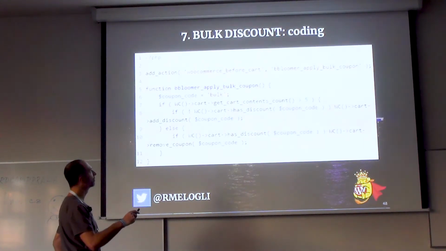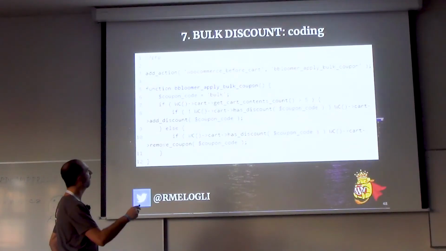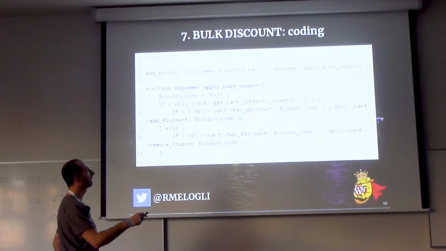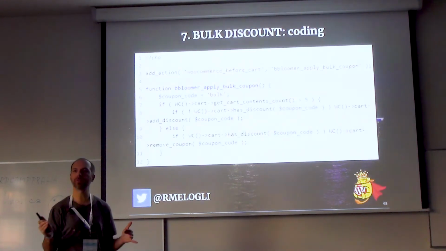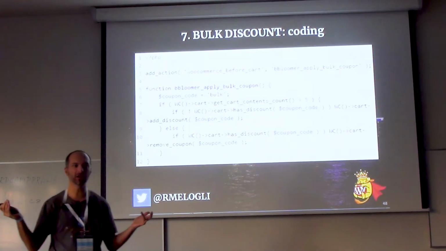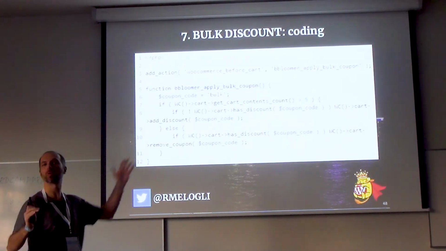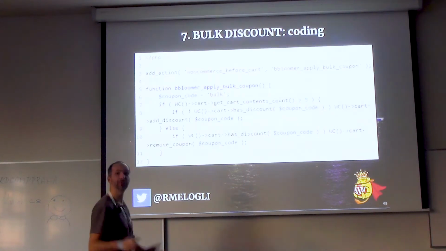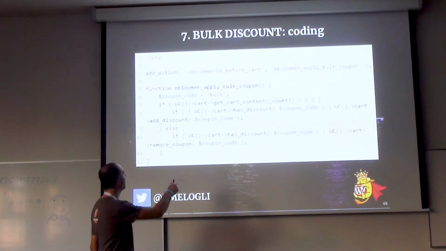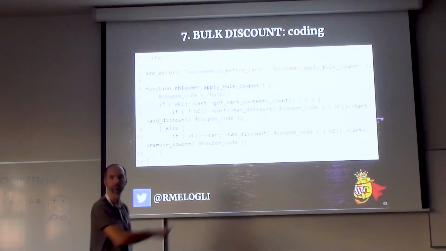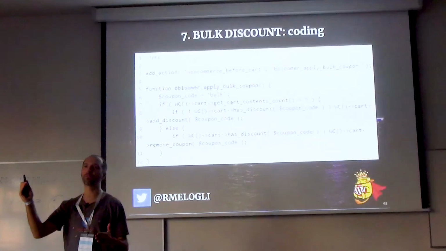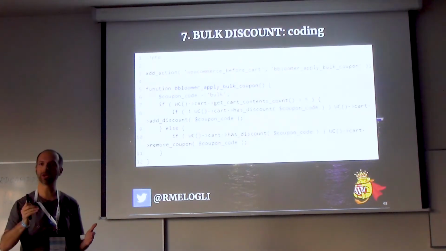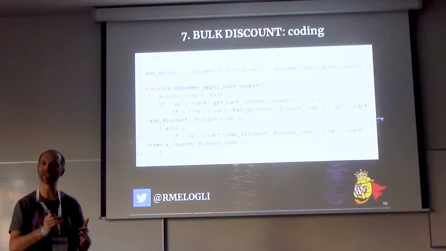On the cart page, if the cart contents count, which is a WooCommerce function to count items in your cart. You don't need to do any calculation. WooCommerce already gives this function to you. If it's greater than 5, I go and add discount coupon code bulk. All right. So if it's above 5 items, I add a coupon to cart automatically, programmatically.